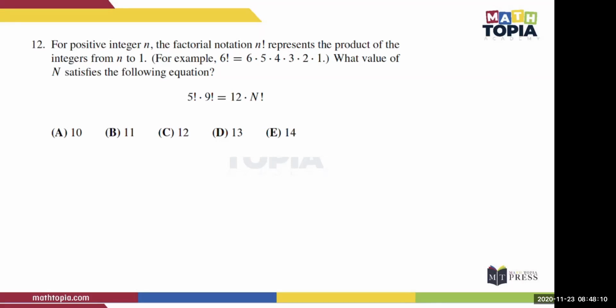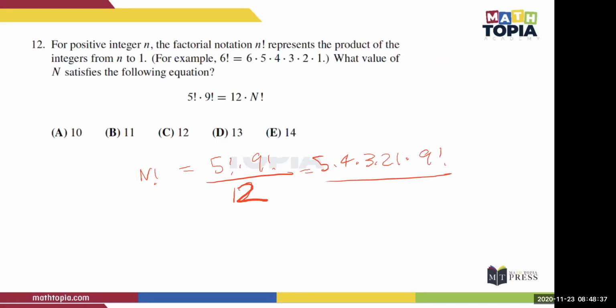Well, the first step we can do is getting n factorial by itself. So we can write n factorial as 5 factorial times 9 factorial, dividing both sides by 12, so it's over 12. Now, let's not expand everything in the numerator yet, but we can expand 5 factorial. We get 5 times 4 times 3 times 2 times 1 times 9 factorial over 12. The 4 times 3 is 12 in the numerator, which cancels with the 12 in the denominator. So we get 5 times 2 times 1 times 9 factorial. 5 times 2 times 1 is 10.